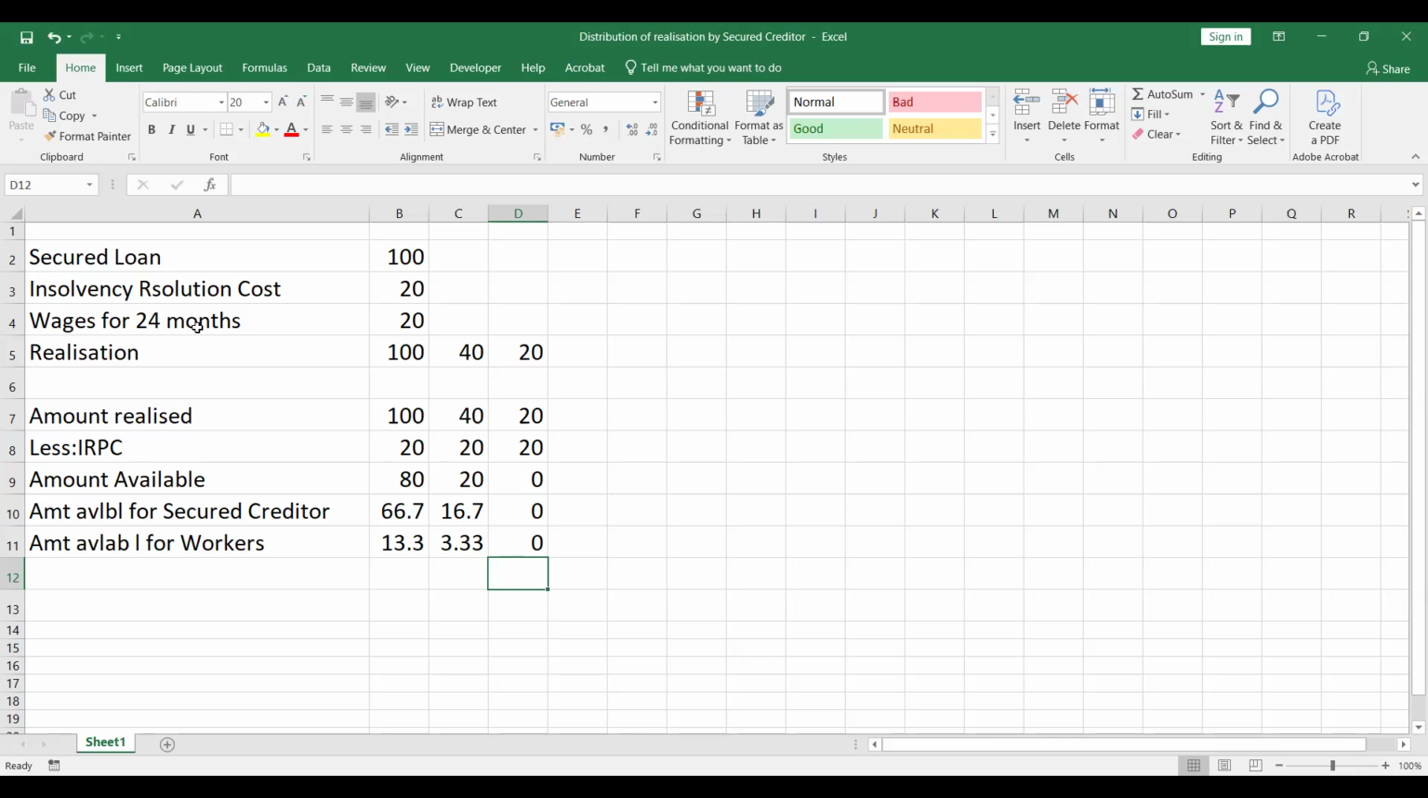So 100 divided by 120 is one number, another number 20 by 120. Thereby you will get that. That's all. 80 gets distributed in that ratio. Same approach is to be followed for the 40-20 scenarios also. The insolvency cost is common in all the scenarios, so it has to be deducted. क्लियर है काजल जी?